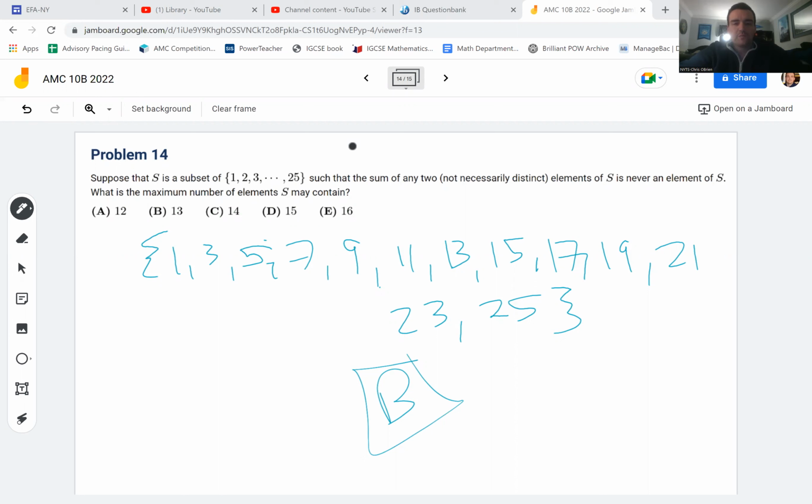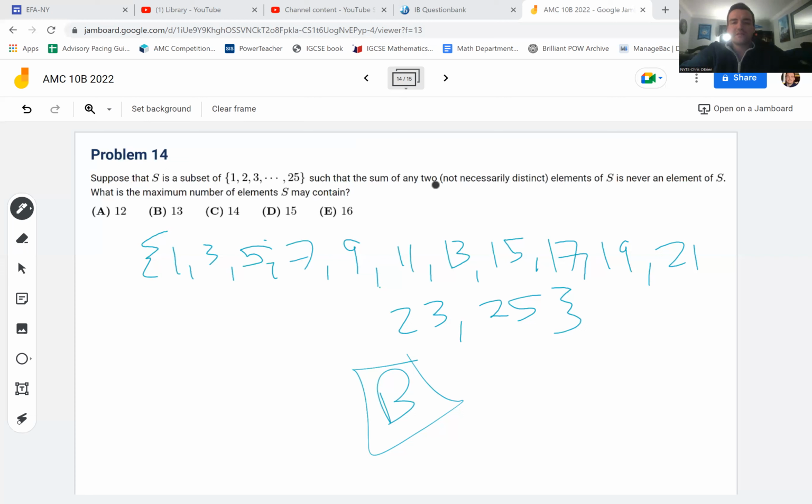My method was to start trying to create a set that would work. I started by putting one and then two. That meant I couldn't put three because one plus two is three. Then I could put four, but then I couldn't put five or six because four plus one is five, four plus two is six. The problem was I wasn't getting numbers even close to these numbers, so obviously I knew something was off.